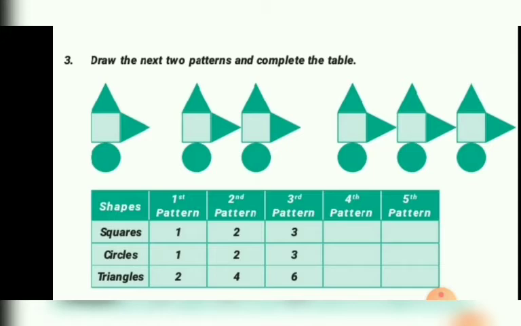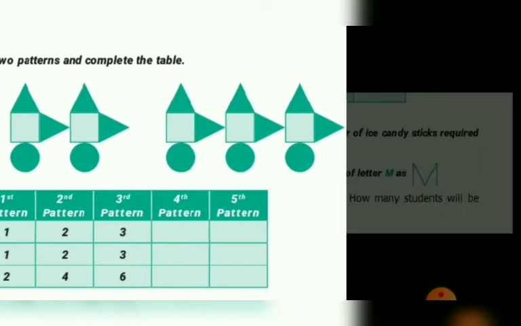See the third diagram. How many squares are there? 3. How many circles? 3. How many triangles? 6. Next, the fourth pattern. We need 4 squares, 4 circles, and triangles 4 into 2, 8. Fifth pattern. How many squares? 5. How many circles? 5. How many triangles? 5 into 2, 10. This is the pattern. Take your rough notebook, draw the pattern and write the answer in your rough notebook.